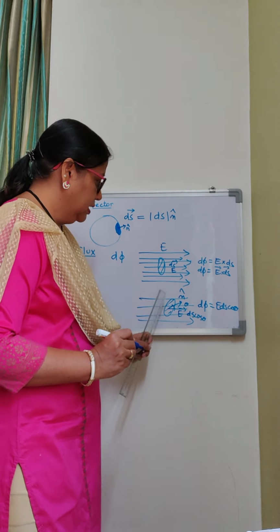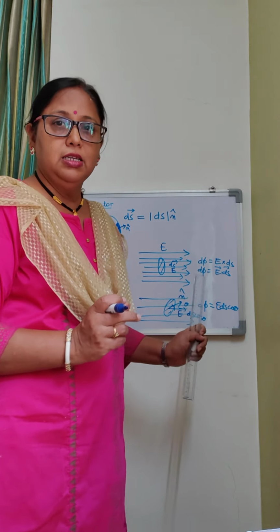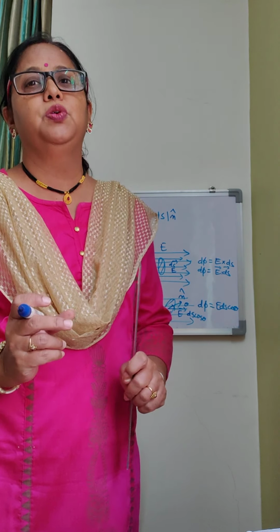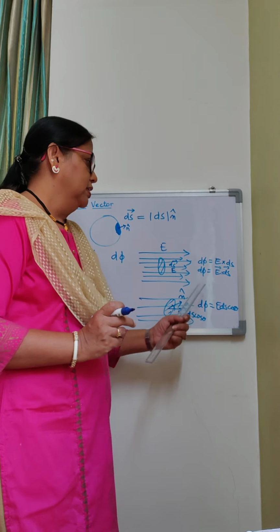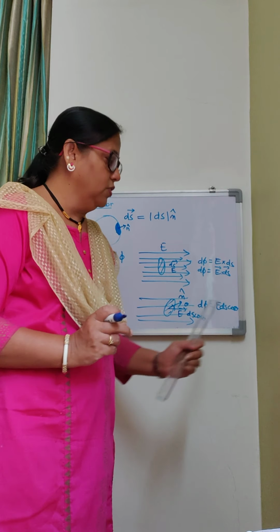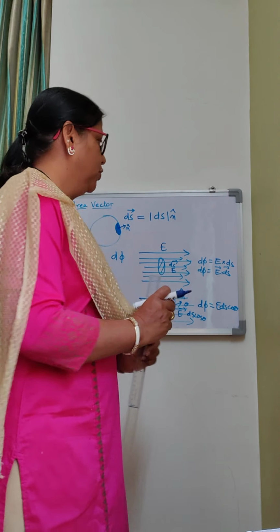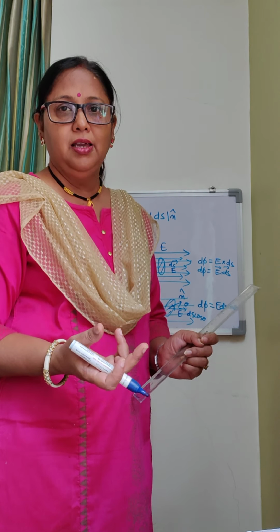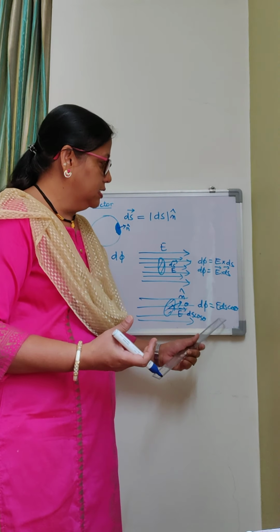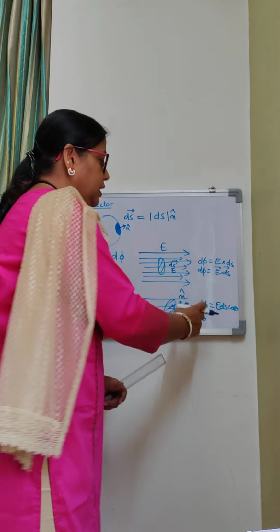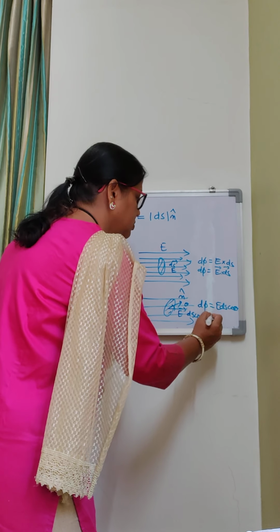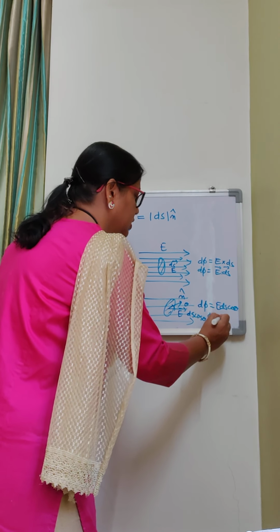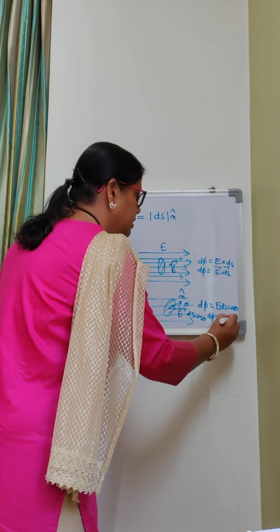But in this case, when the area vector is not in the same direction, then we have to take the component of that area vector in the direction of the electric field. So the formula for flux is the product of the electric field and the area vector. The area vector in this case is ds cos theta. So E ds cos theta. So this becomes d phi is equal to E dot ds.